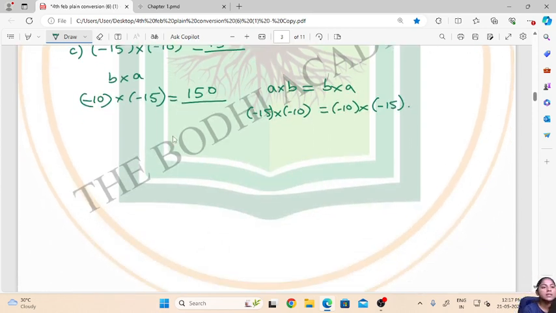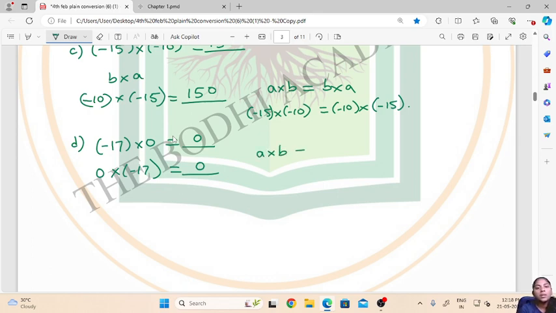Then let us see some more examples. We have minus 17 into 0. So a into b, here we will get the answer as 0. Now we will do it as b into a. So 0 multiplied by minus 17, which will also be 0. So here also a into b is equal to b into a, that is minus 17 into 0 is equal to 0 into minus 17.